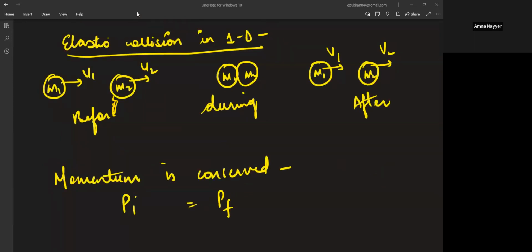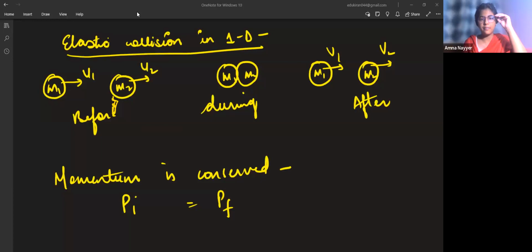See class, now regarding elastic collision in one dimension. Yes, Harsha and Abdullah, you have joined quite late today.